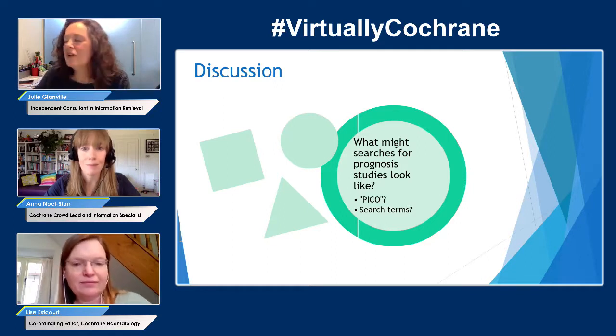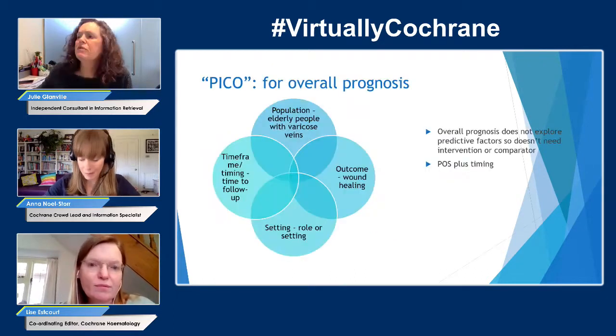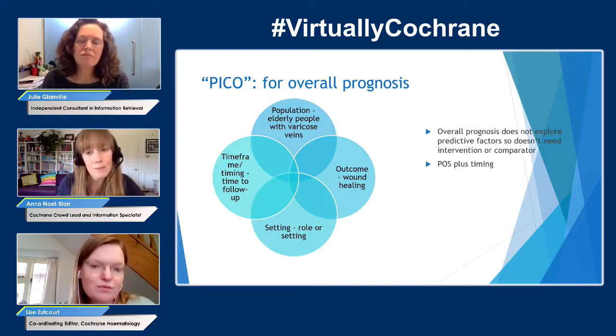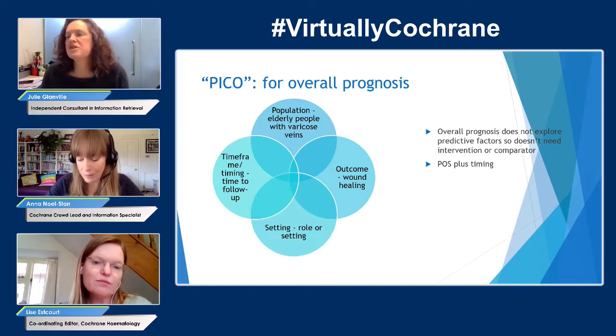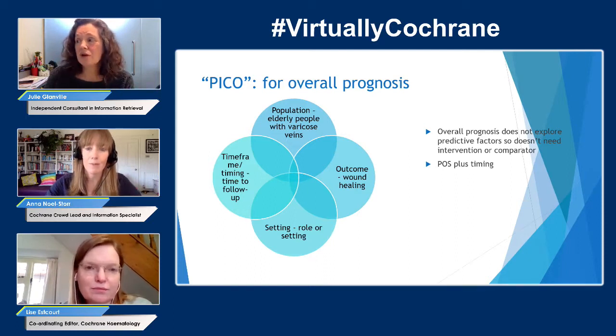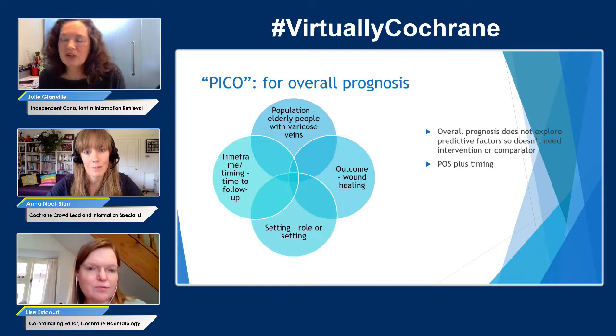I'm going to move on now to summarise the current guidance for searching for prognostic studies, bearing in mind that we have the 4 different types. This is a PICO for the overall prognosis type of study, where you have the population and the outcome you're interested in. In this example, the population is elderly people with varicose veins.